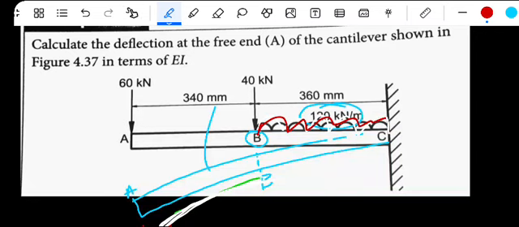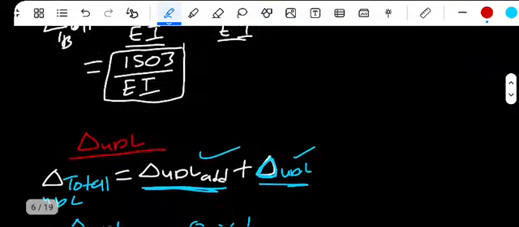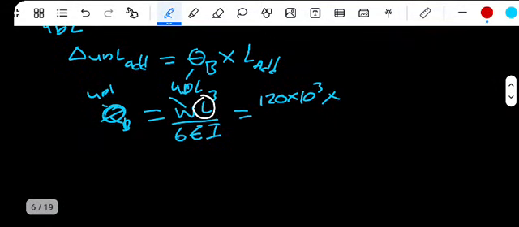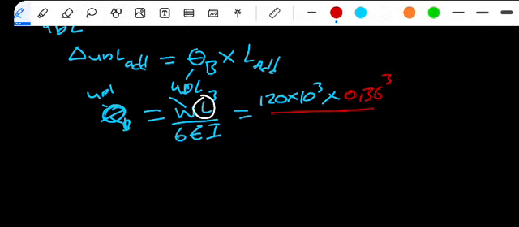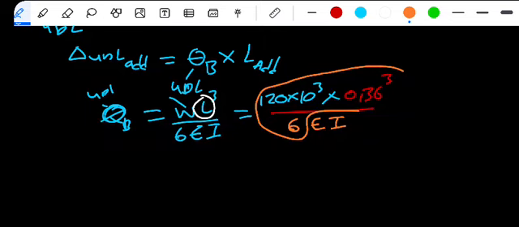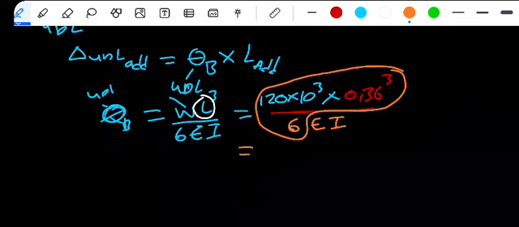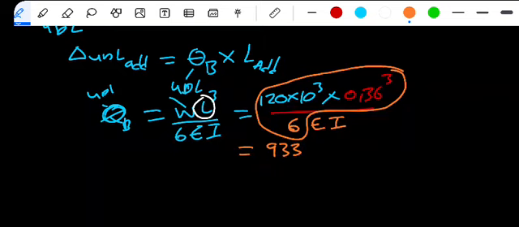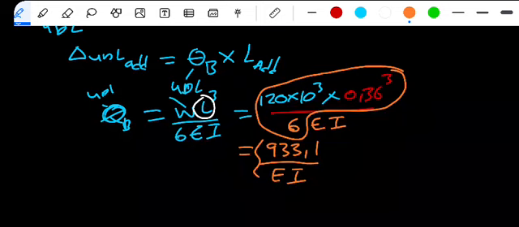For that length there, 360. So it is spread for 360, which is the same as 0.6 cubed. Since we have that, divide this by 6 multiplied by EI. Alright, so we'll punch this on your calculator. You will have 933.1 over EI. This is what you have there.